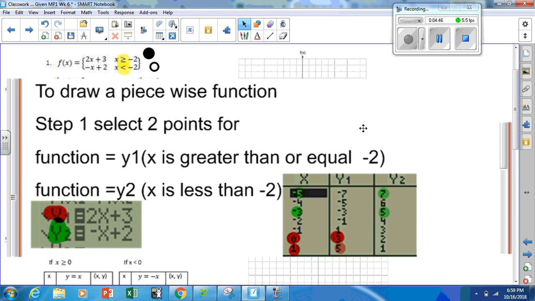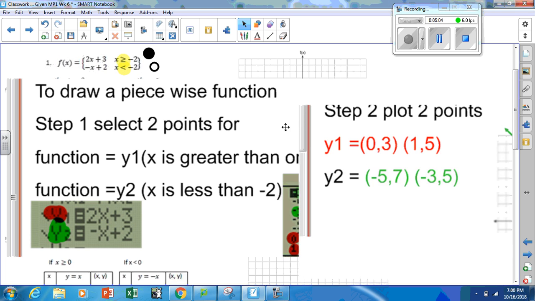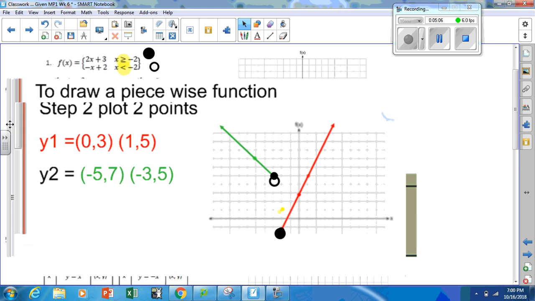All right. So as always, we put these functions into our graphing calculator. 2x plus 3, negative x plus 2, and we analyze our table. Now the key thing to remember is everything is revolving around this negative 2. Everybody say negative 2. All right. Look at our next step.